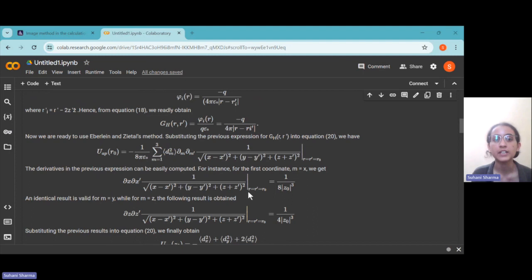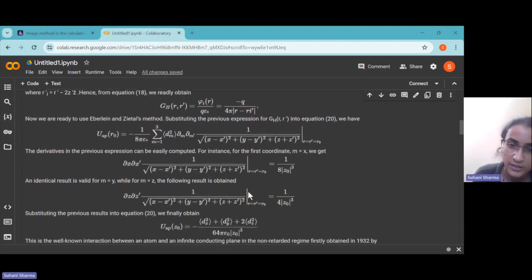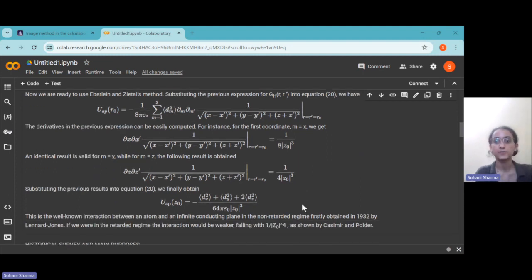But when we take m equal to z, we get the following result: dz dz dash is equal to 1 by 4 z naught cube. So we put these derivatives into the equation we have above, and we get our result as U_AP(z naught), which is equal to this interaction energy, the final energy.